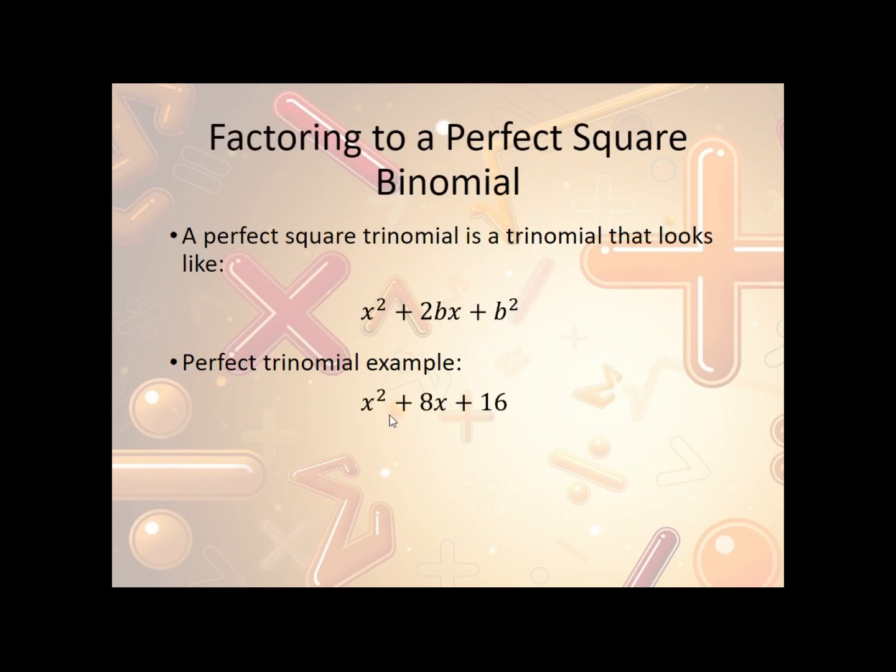Another example would be x squared plus 8x plus 16. Well, we know that 16 is 4 squared, and 4 times 2 is 8, so it's a perfect square trinomial. So that's the same thing as 2 times 4 and 4 squared. When we factor that, it becomes x plus 4 squared.